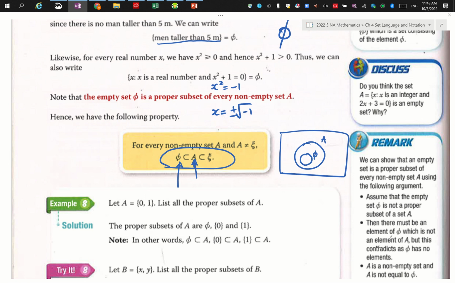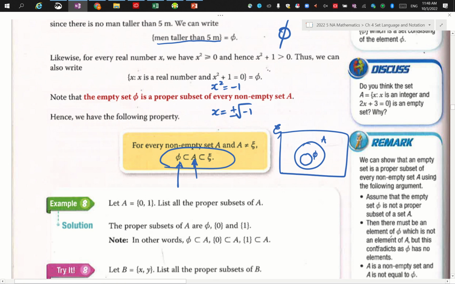And guess what? Any set A is found inside the universal set. Does that make sense? Any set in the world is found inside its universal set. Why? Because it's called a universal set. Anybody lost? Raise a hand. Lost? Okay, we go with the empty set first.